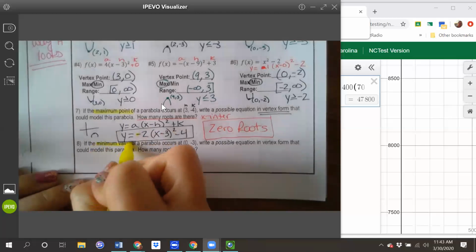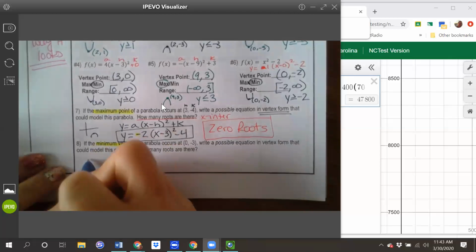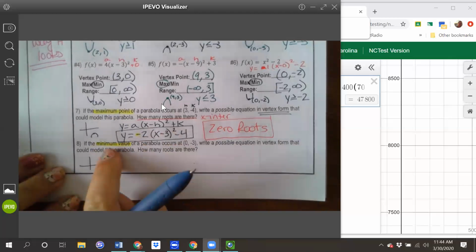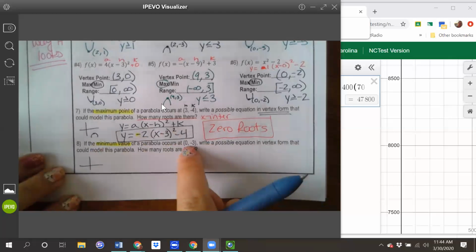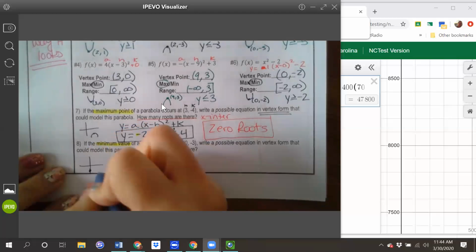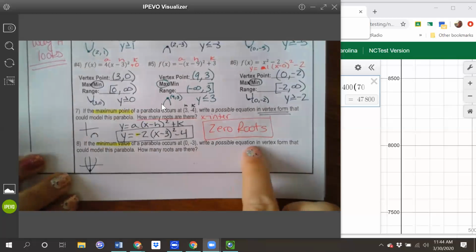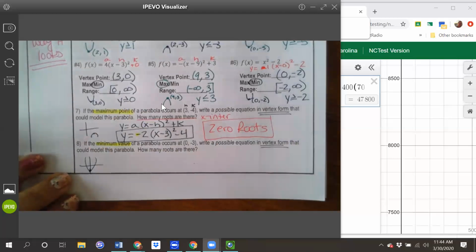If the minimum value means it's going to be at its lowest, so it's a smile. So a smile is occurring at 0, negative 3. So we'll say about there, and it's going to be a smile. Write a possible equation in vertex form that could model this parabola. How many roots are there?